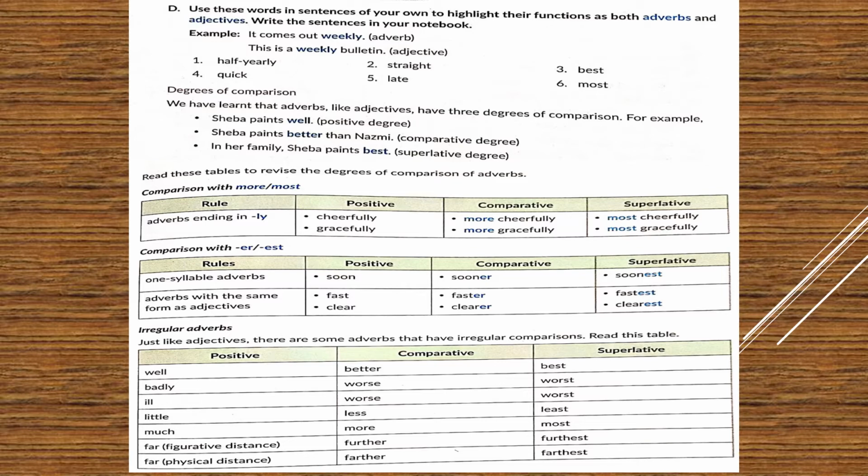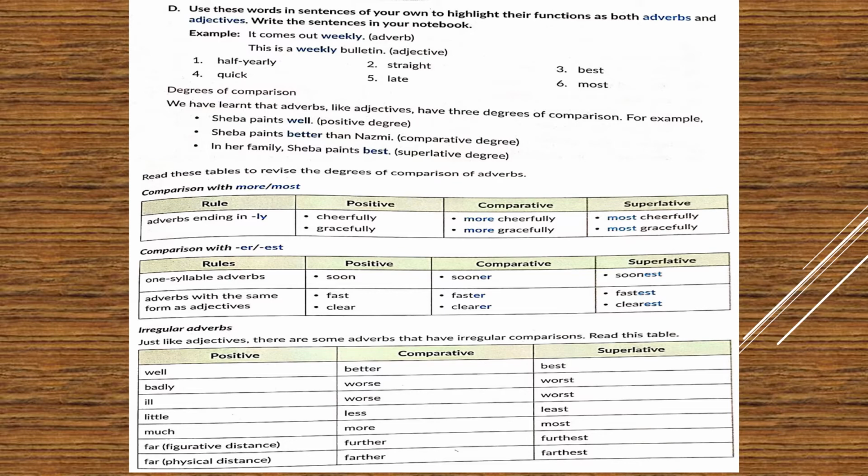And if the adverbs are one syllable words and have the same form as adjectives, then they add er or est to become comparative and superlative degrees. Soon becomes sooner, soonest. Clear becomes clearer, clearest.